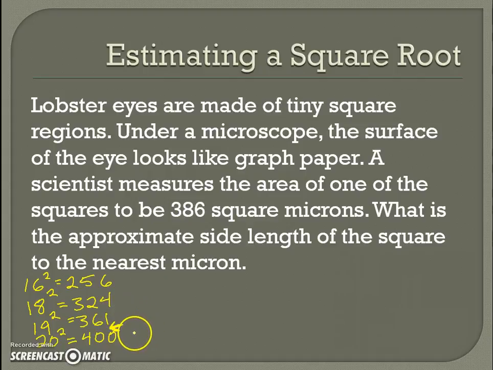386 has a difference of 14 to 400, and between 361, it has a difference of 25. So 14 is the smaller number. If I were making an approximation, it's closer to the 20 squared value. So I'd say about 20 microns. So you find where that would fit in between the perfect squares. That's how you would estimate that, or give an approximation.